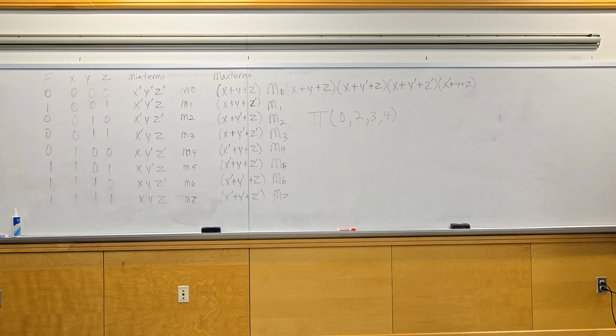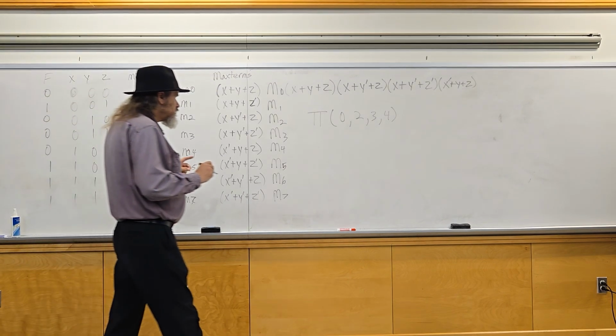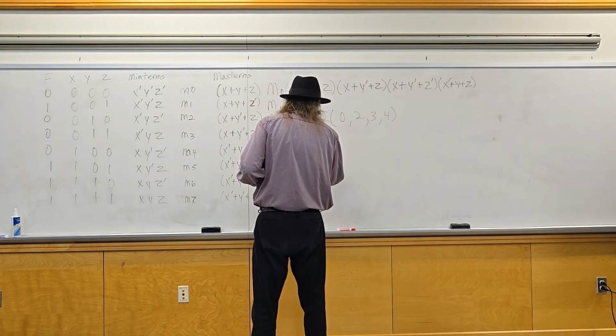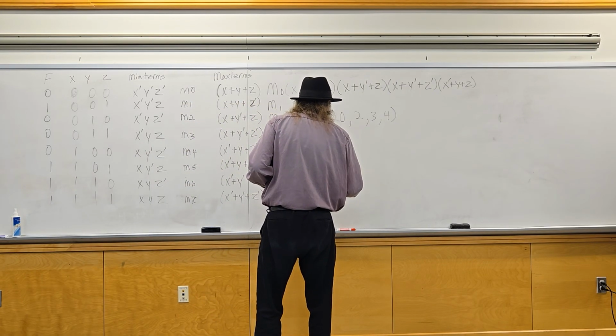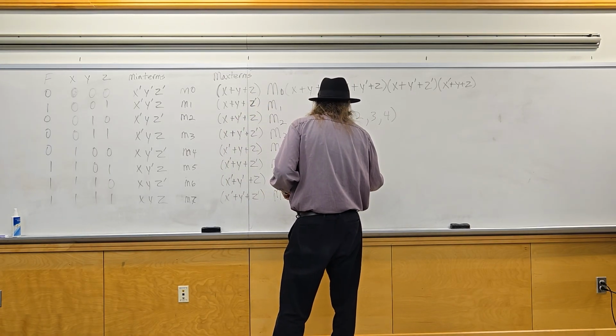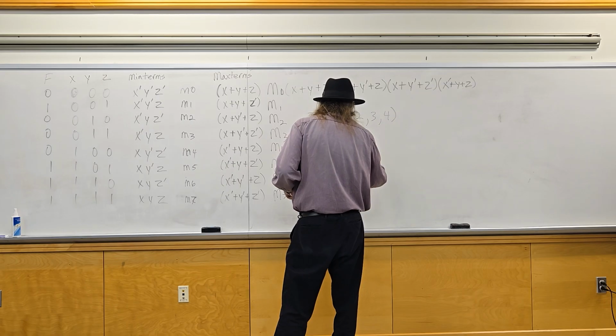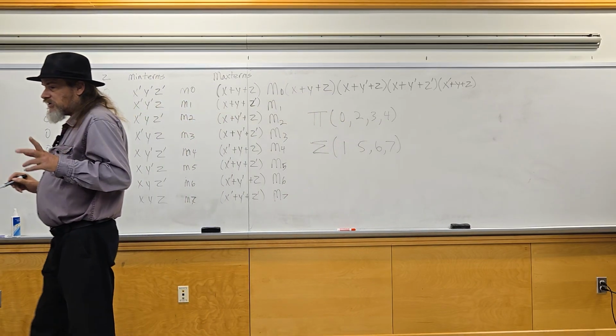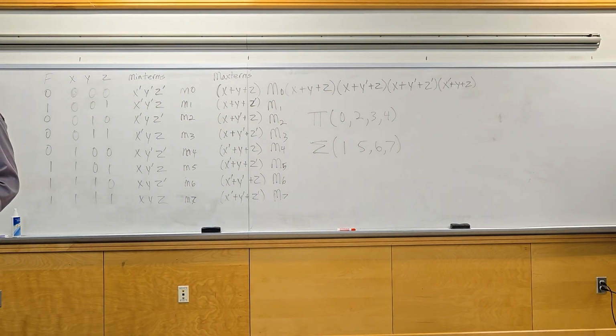Now, if you'll notice, the sigma notation is just the opposite. Instead of 0, 2, 3, 4, you recall that it was 1, 5, 6, 7. The terms that were not used in the product of max terms.